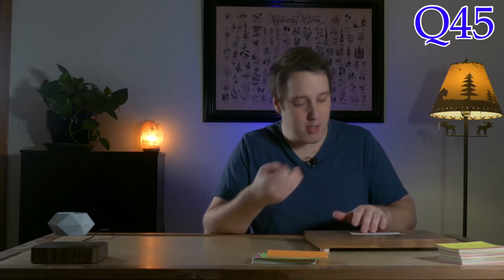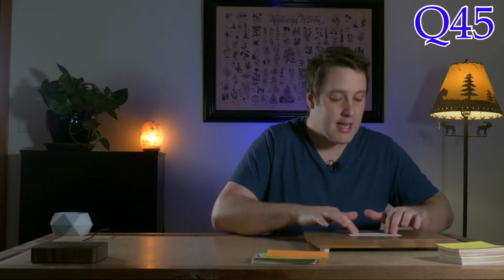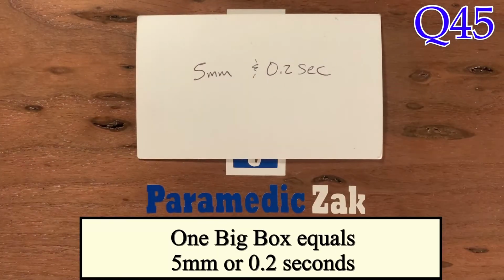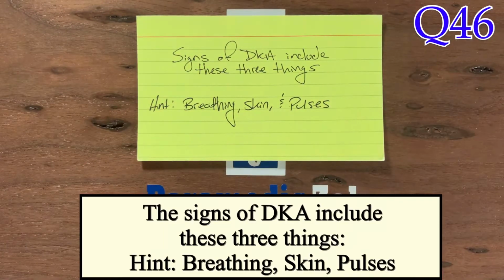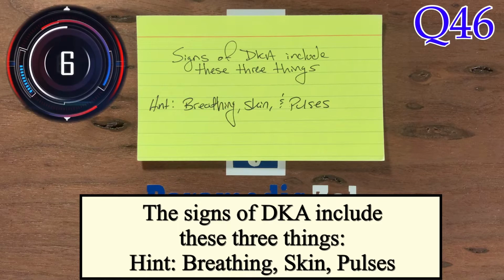So on a 12-lead ECG, one big box is composed of 5 smaller boxes. Each of the smaller boxes are 1 millimeter or 0.04 seconds. Therefore, 5 smaller boxes, which is one big box, is equal to 5 millimeters or 0.2 seconds. Question 46. The signs of DKA or diabetic ketoacidosis include these 3 things. Hint: breathing, skin, pulses.